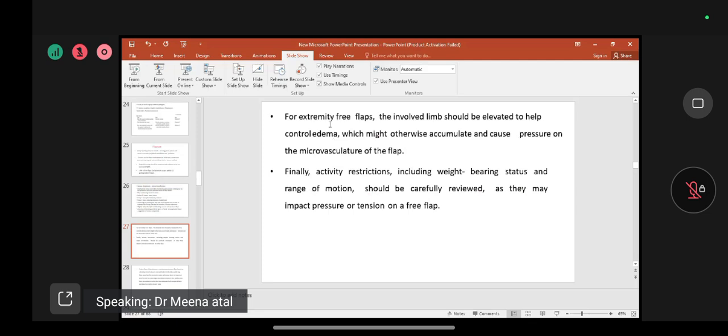For an extremity free flap, the involved limb should be elevated to help control edema, which might otherwise accumulate and cause pressure on the microvasculature of the flap. So the limb should be elevated. Finally, activity restriction, including weight-bearing status and range of motion, should be carefully reviewed, as they may impact pressure or tension on the free flap.